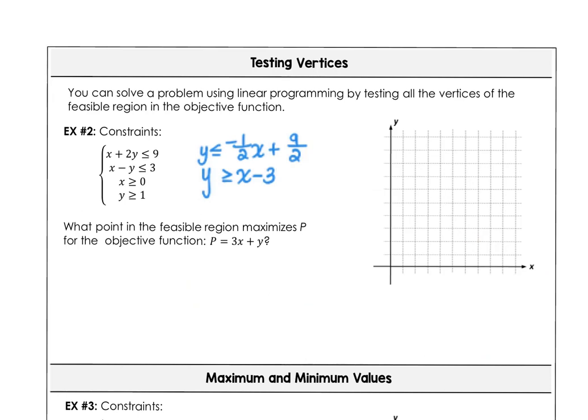Now in example 2, we're going to solve a problem using linear programming, and then you can see down here we do have an objective function that we'll use to find the maximum and the minimum of our feasible region. So I've pre-solved the first equation. We want to graph y is negative 1/2 x plus 4.5.